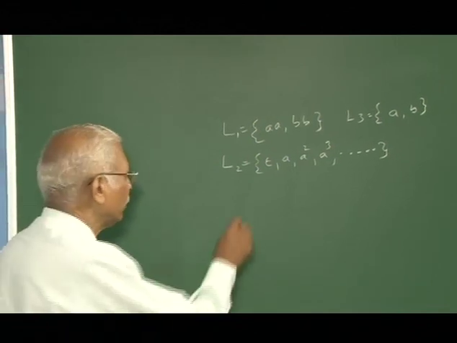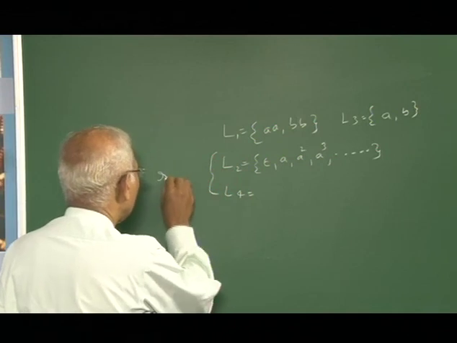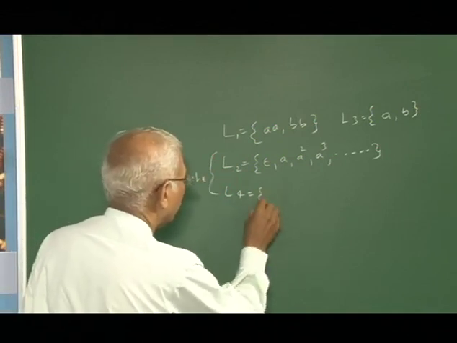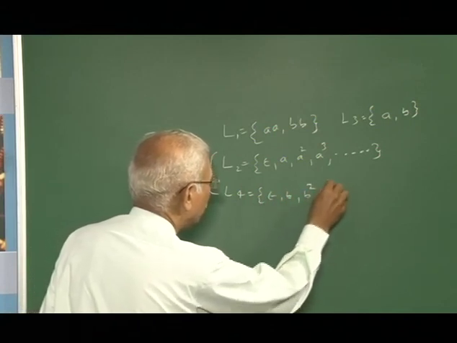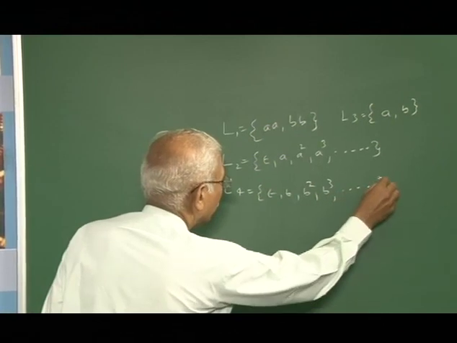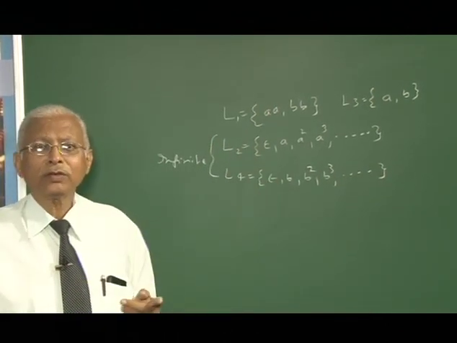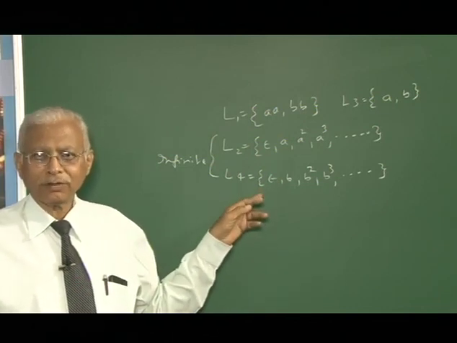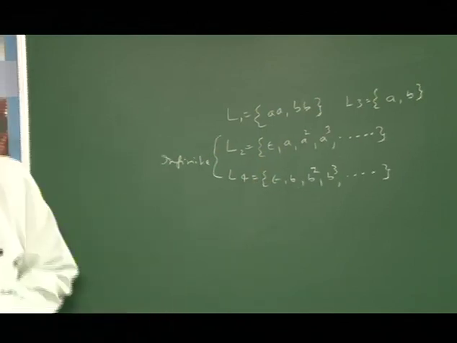For example, if you take L4, which is infinite: epsilon, b, b square, b cube and so on. These two are infinite languages. If you take the union of those, that also will be infinite. So, that is the meaning of saying this.